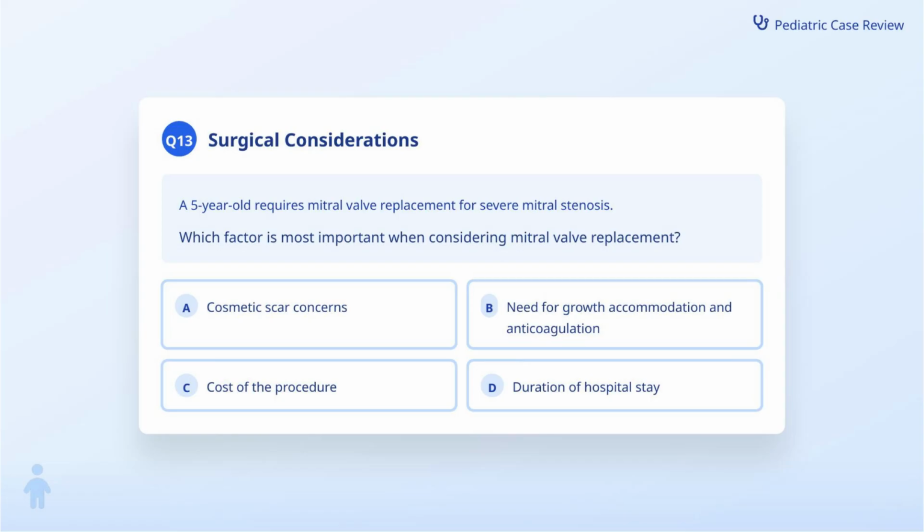Which factor is most important when considering mitral valve replacement? Option A, cosmetic scar concerns. Option B, need for growth accommodation and anticoagulation. Option C, cost of the procedure. Option D, duration of hospital stay. Consider the unique challenges of valve replacement in young children compared to adults.